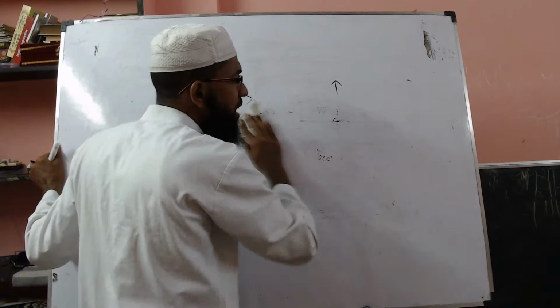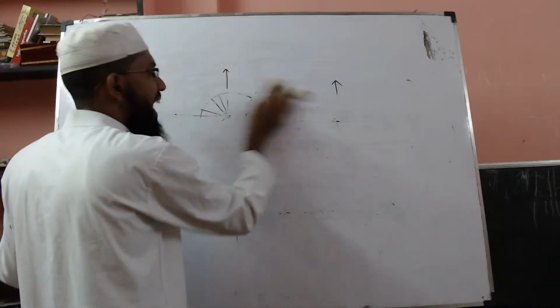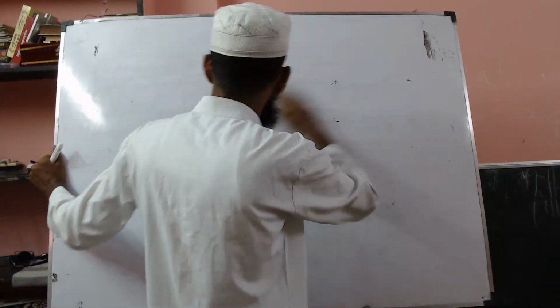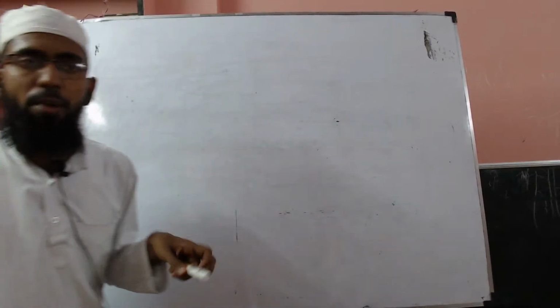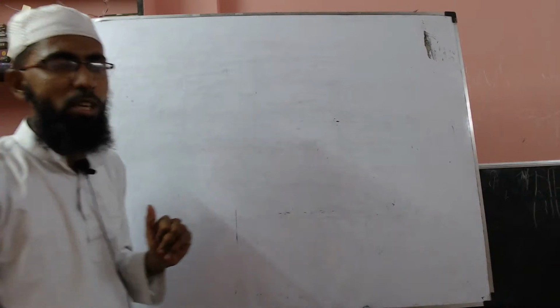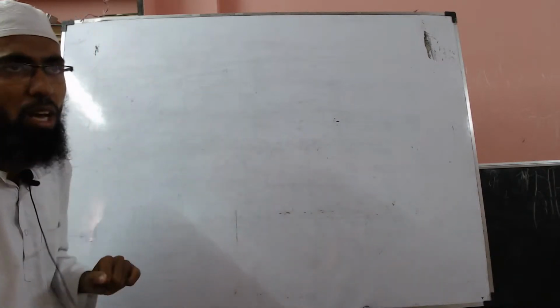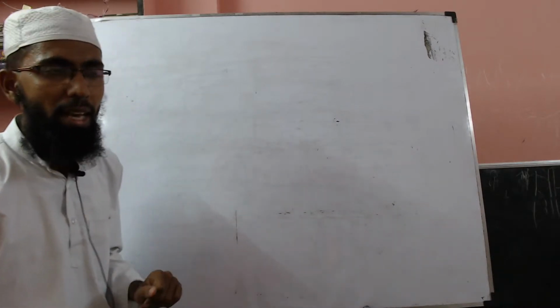Now we are getting the angle measure from a circle. If I split it into 360 equal parts, we get a small measure. We call it 1 degree.